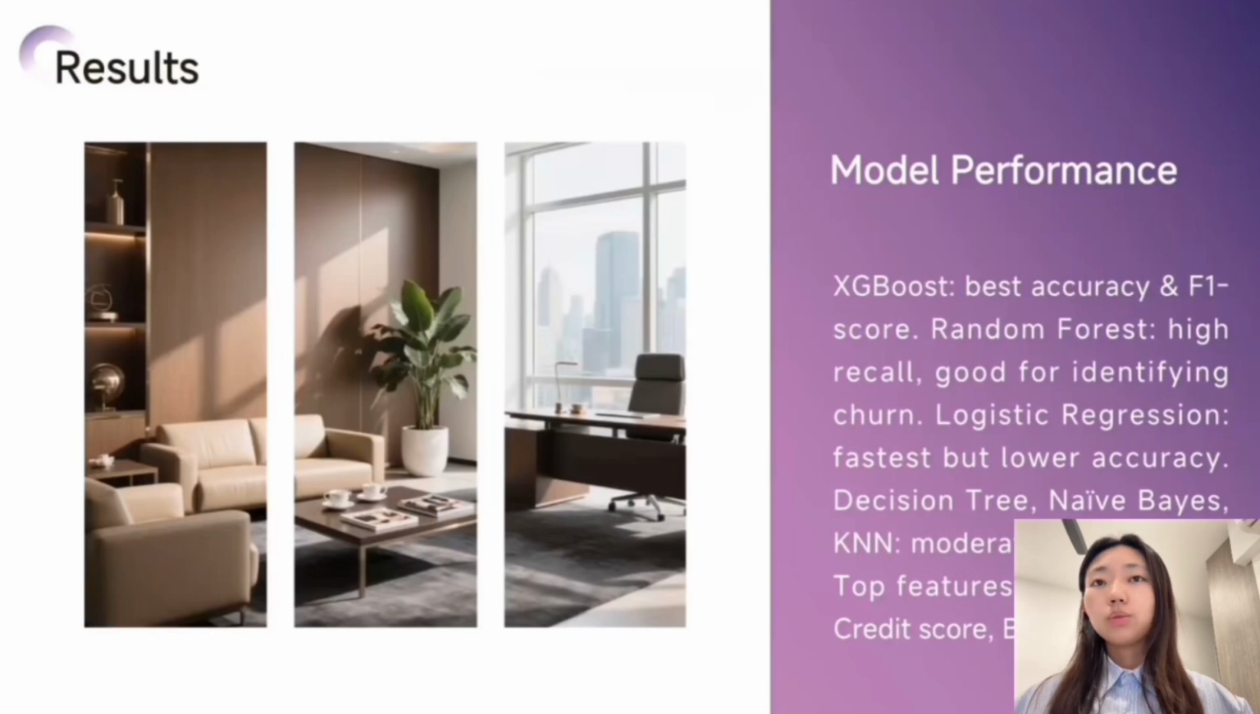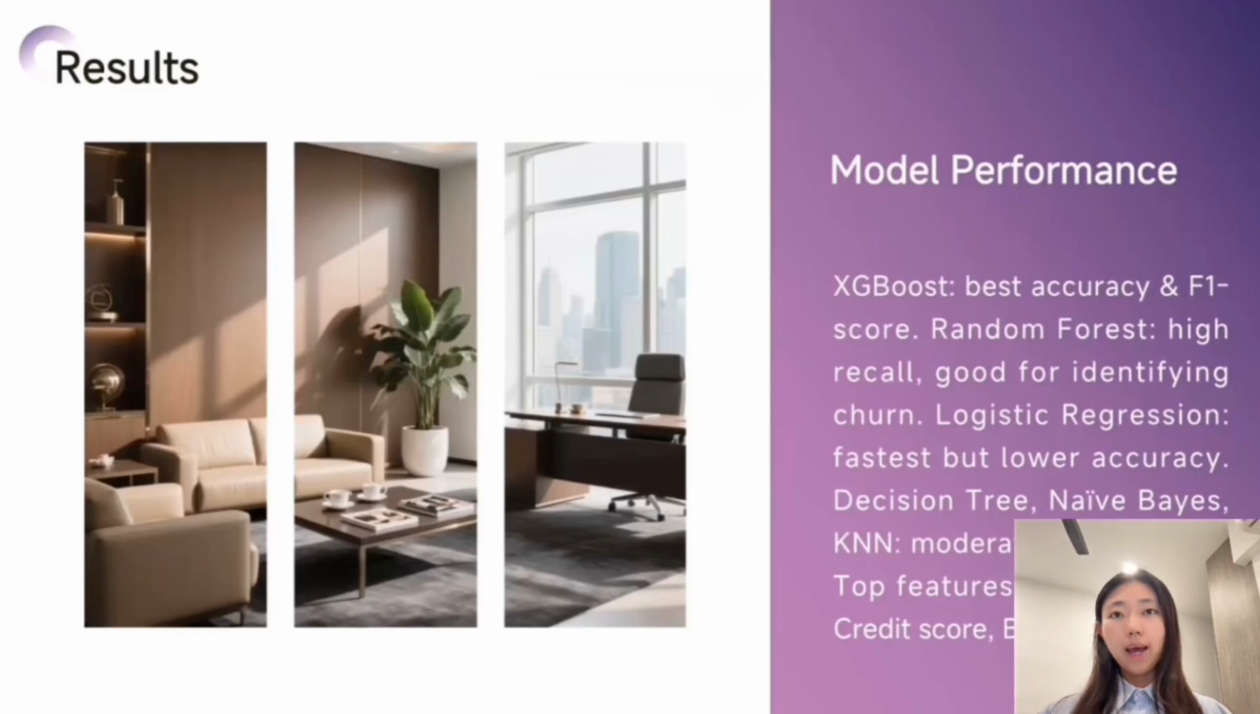Results. Now let's look at the results. Among all the models, XGBoost gave the best results. It had the highest accuracy and F1 score. Random forest also performed well, especially in recall, which means it was good at identifying customers who actually churned. Logistic regression was the fastest model but had lower accuracy than the ensemble models. The other models like decision tree, naive Bayes, and KNN had moderate performance in this task.